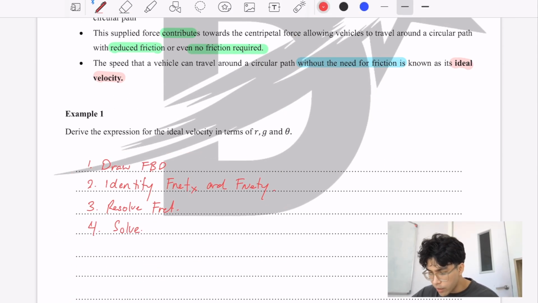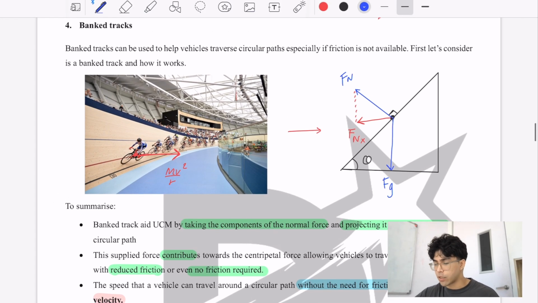Step 1, already done. Let's move on to step 2. What do we say it was? Step 2 is to identify the net forces in the X and the Y axis. So what's F net X? F net X is the net force in the X direction.